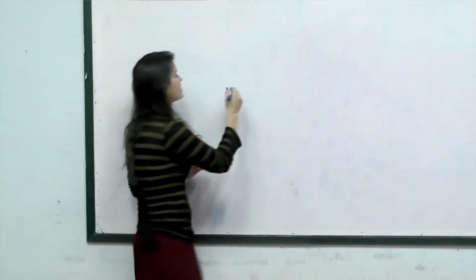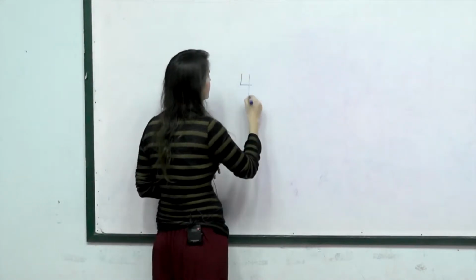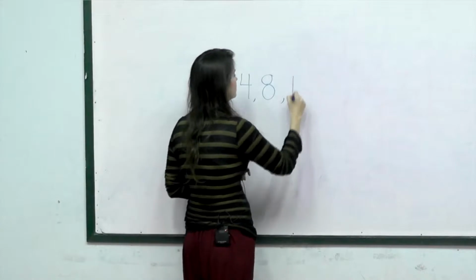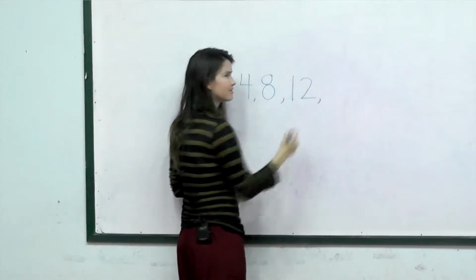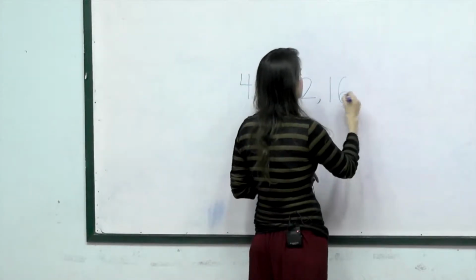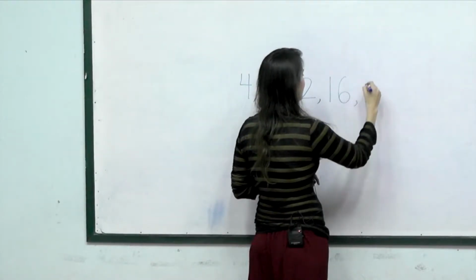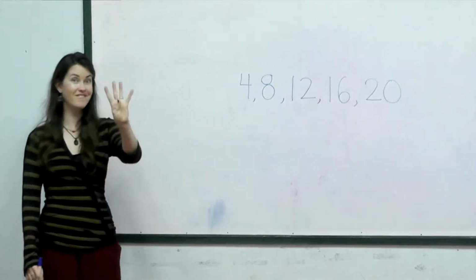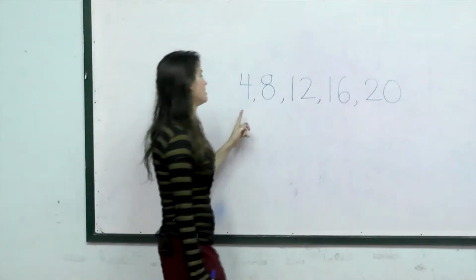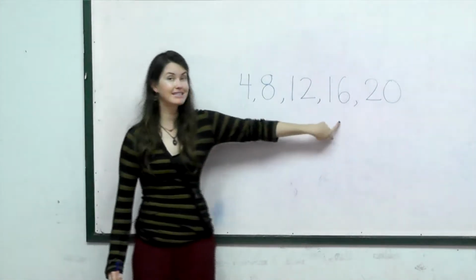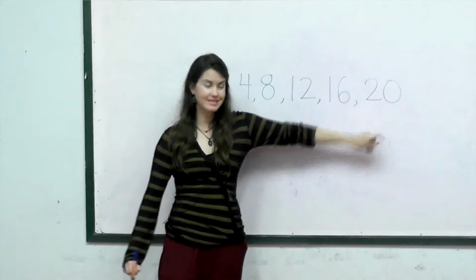Okay, let's think about some other numbers. I have 4, 8, 12. What's next? 16 and 20. Okay, what number are we counting by? 4. Good. We have 4, 8, 12, 16, and 20.